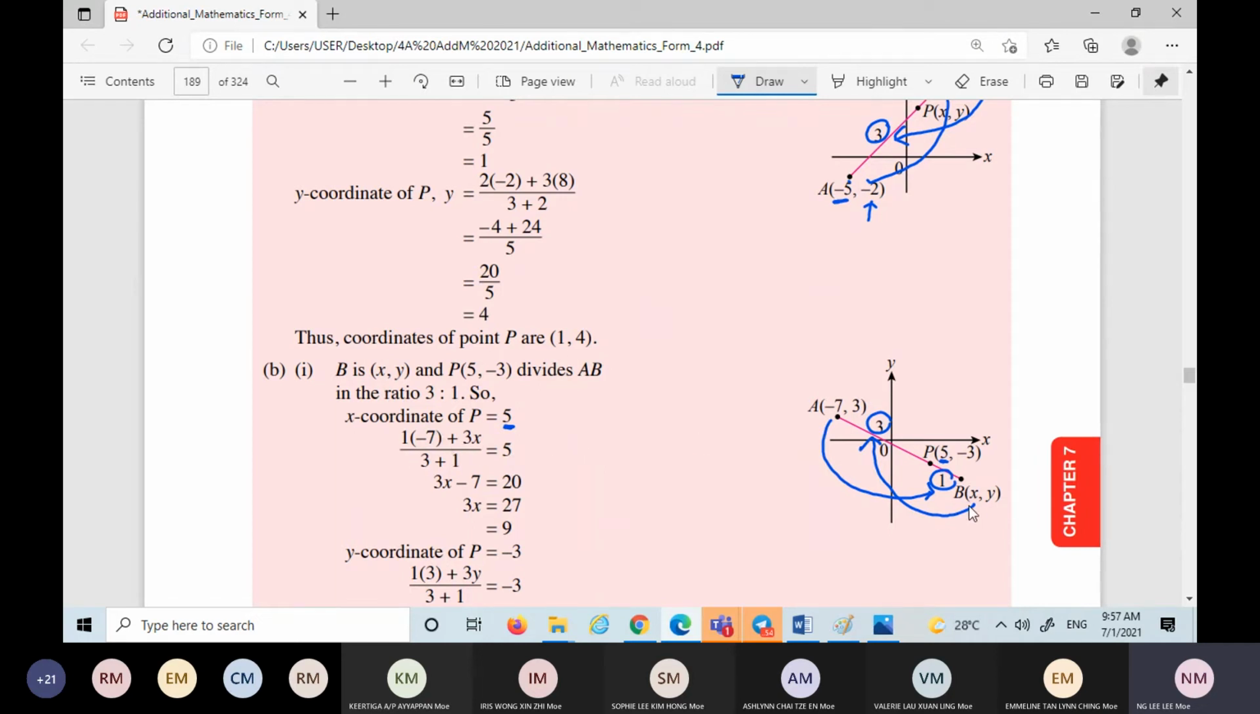So x times 3, -7 times 1. x times 3, 3x, -7 times 1. Add them up, over the total ratio 3 plus 1, which is 4. Then it equals the x coordinate of the internal point, which is 5. Solve it to get the x.